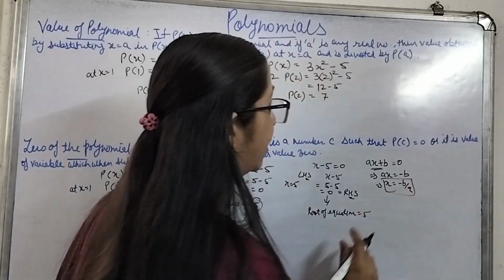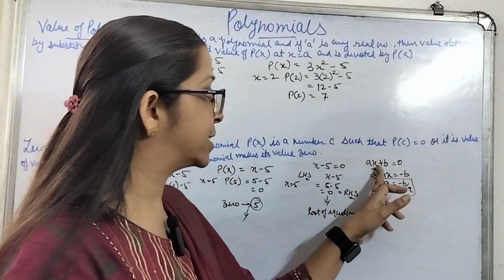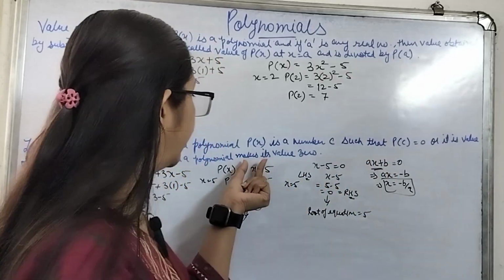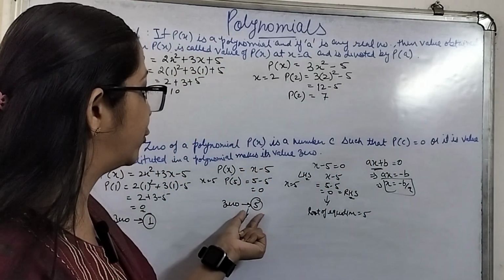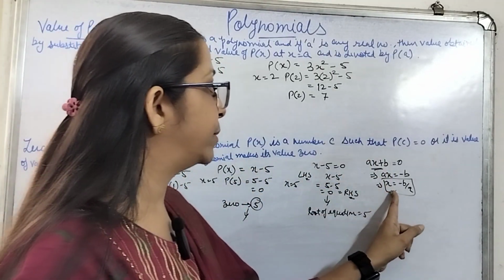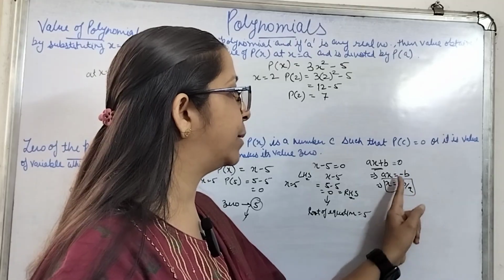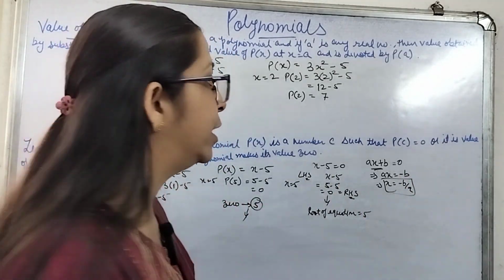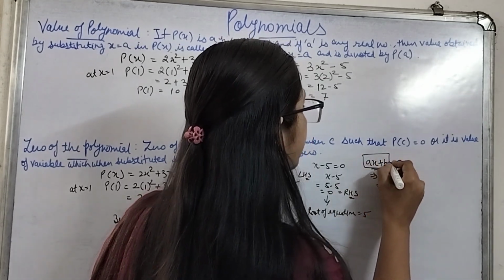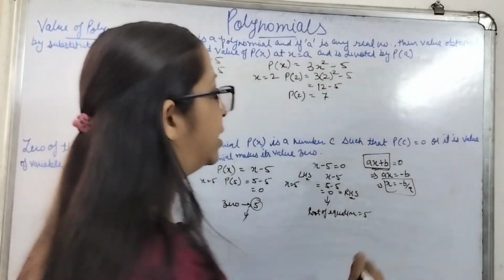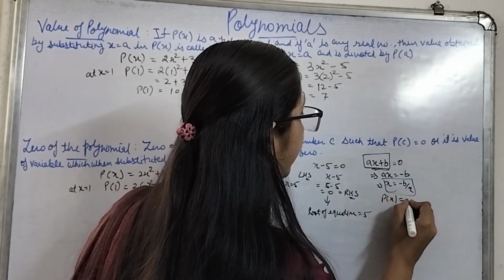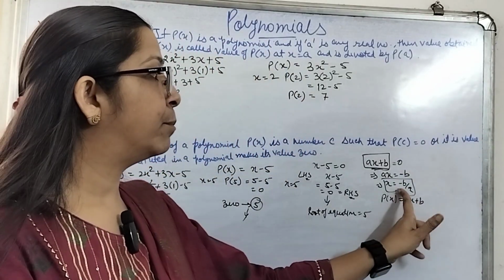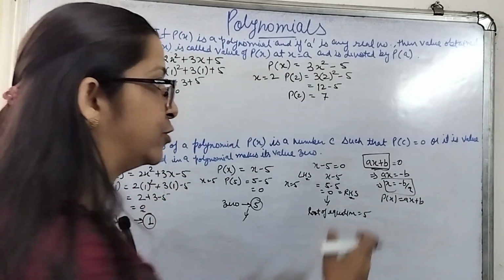That simply means if I replace x by −b/a, then the value of the polynomial will become equivalent to 0, and that means x equal to −b/a is the zero of a linear polynomial if your polynomial is ax + b. If we have a linear polynomial ax + b, then the zero of this polynomial will be −b/a. Now just check it out.